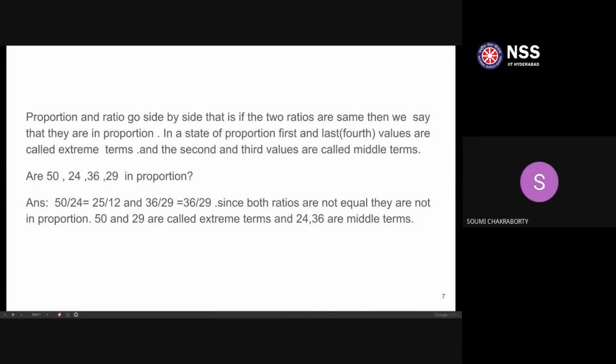Are the following numbers in proportion? So what you have to do is take the first two numbers and divide them together, and similarly take the other two numbers and divide them together. If they were equal to each other, that would be called being in proportion. As you can see here, clearly the ratios of the first two and the last two numbers are not the same, and thus these numbers are not in proportion.